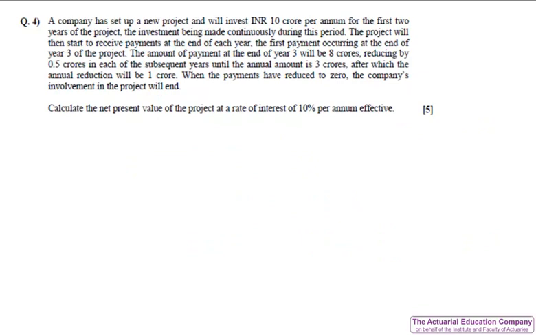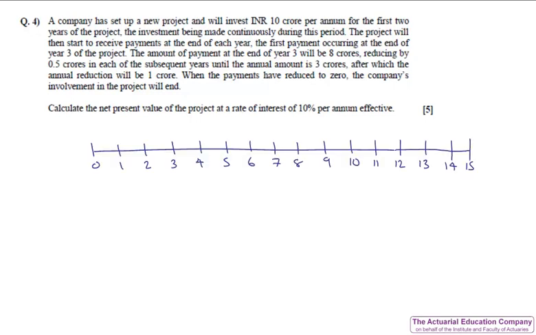Question 4 tests project appraisal from Chapter 10 of the notes, and we're asked to calculate the net present value. As always, the best thing to do here is to start with a cash flow diagram. We're told there's a continuous investment of 10 per year for the first 2 years. Then we're told we receive payments at the end of each year, with the first payment at the end of year 3, so that's time 3, which will be 8.